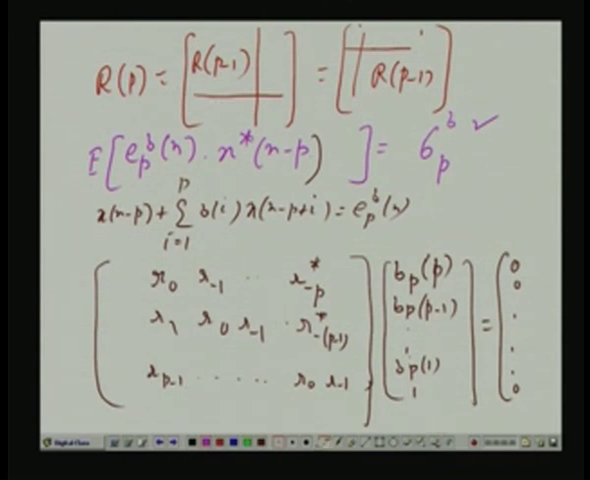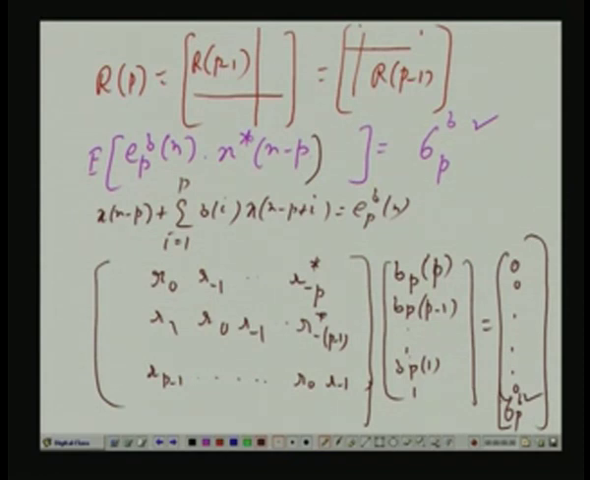And so, here you have this quantity sigma p b square. This is unknown. So, first you solve for the b values, the coefficients. Once you know them, the last row times this column will give you this unknown quantity.